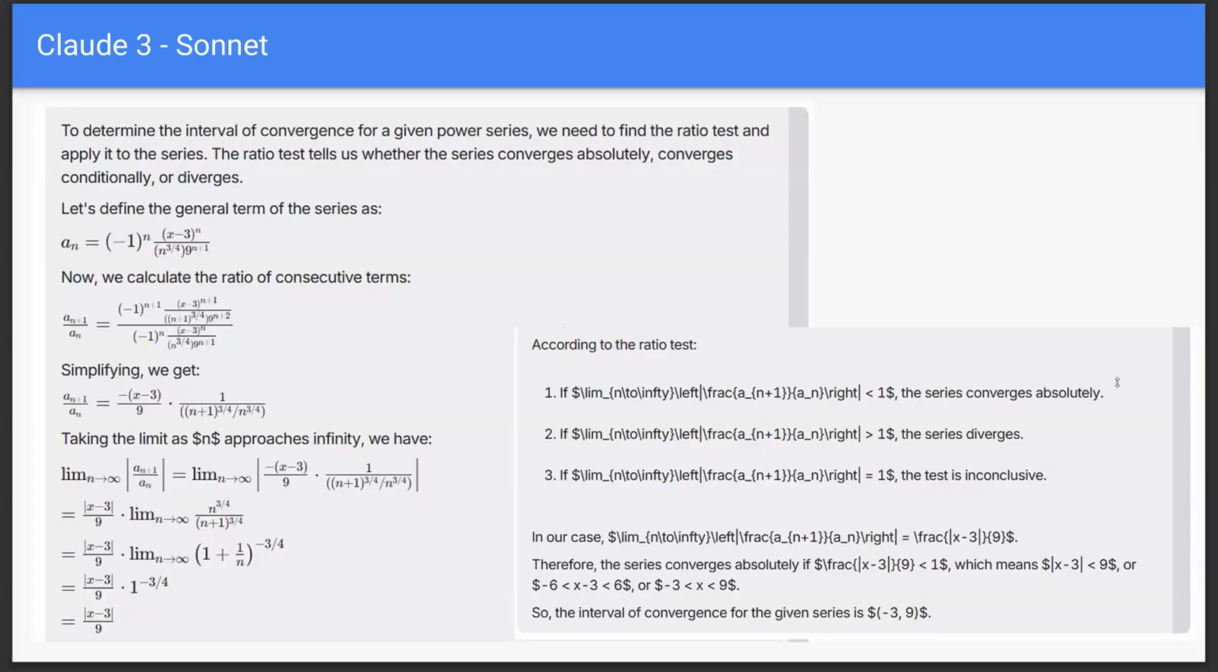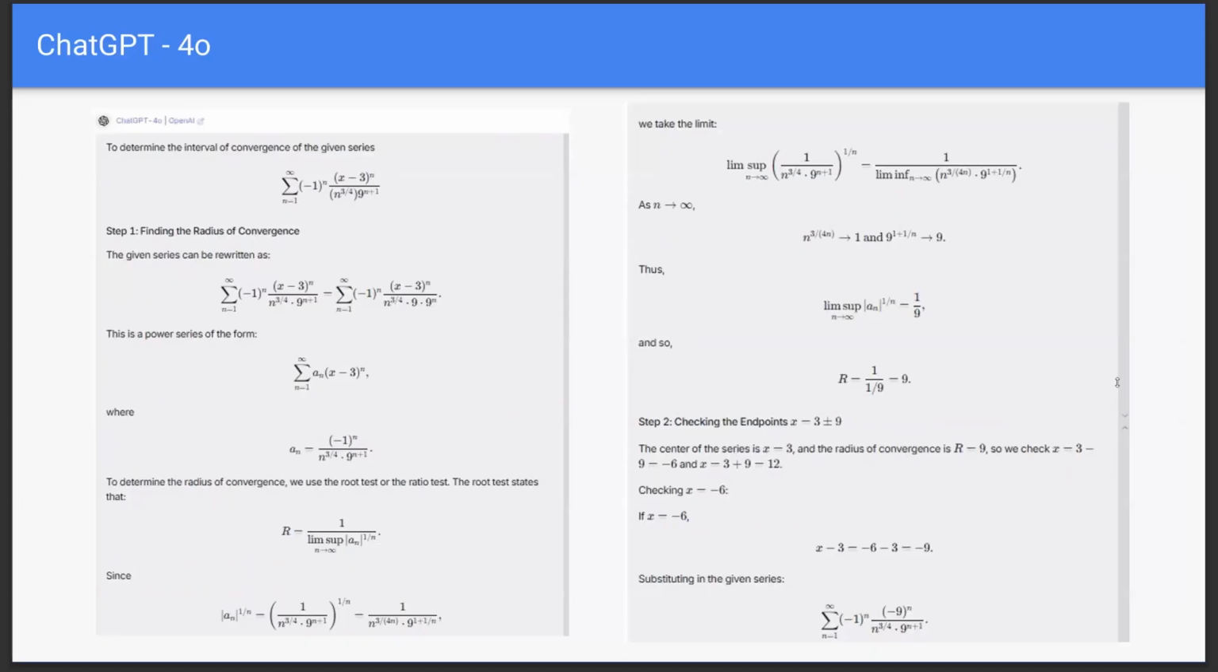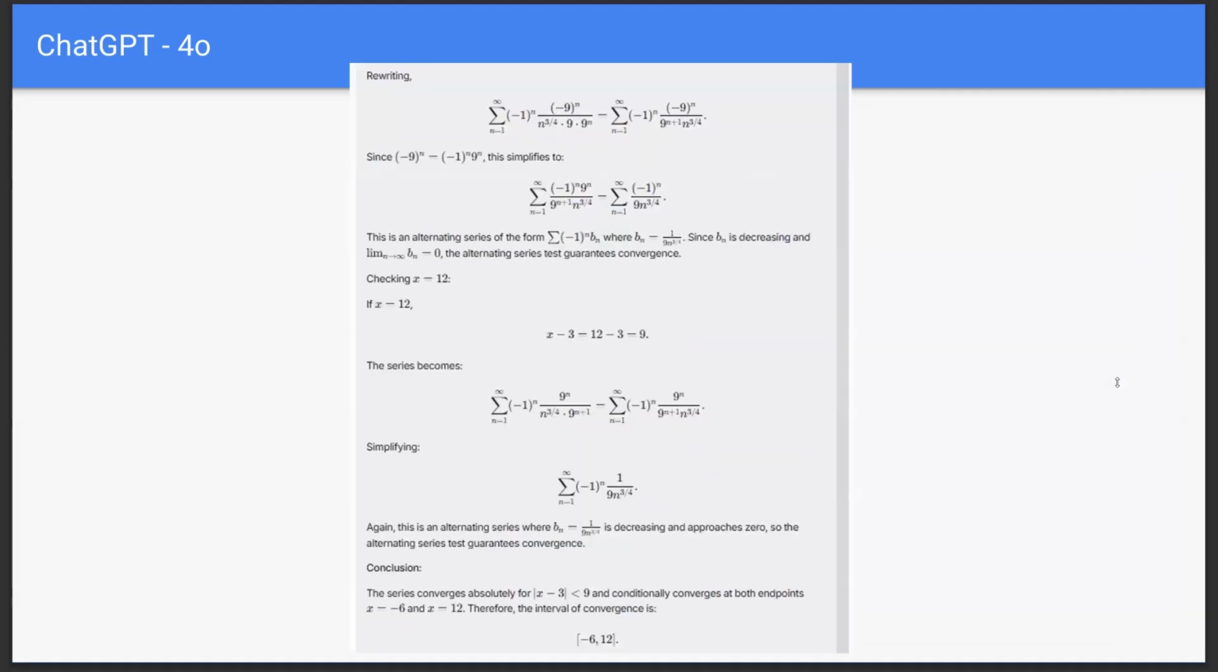Here's the response from Claude 3. Next, we have the response from Grok. And finally, the response from ChatGPT. This is the second slide of the response from ChatGPT.